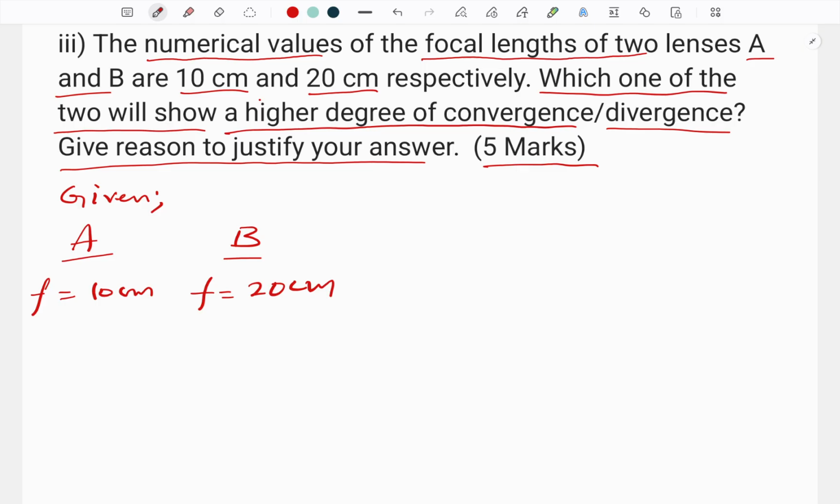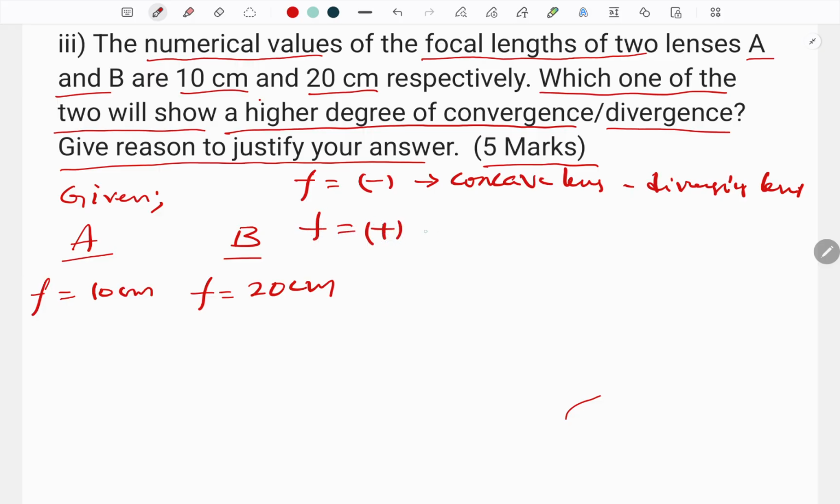The type of lens should be identified. What type of lens can we say here? See, based on the focal length sign convention, if the focal length is given negative, that is always a concave lens. That is a diverging lens. Now, if the focal length is given as positive, that is a convex lens, that is also called a converging lens.